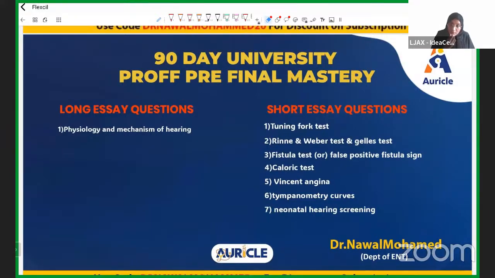Now, we have short essay questions, the tuning fork tests that we have done in first year physiology as well, practicals. Then we have Rinne's and Weber's test and Gelle's test. We have the fistula test, or false positive fistula sign, caloric test, Vincent's angina, tympanometry curves, which are very important. You just have to learn the diagram for that. And if you just draw the diagram and label it properly, you will get enough marks in the exams. And the last topic for today will be neonatal hearing screening.